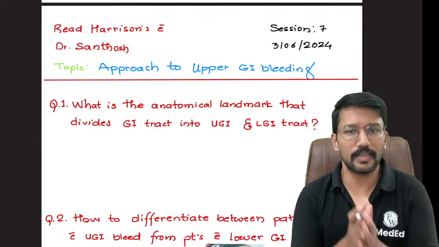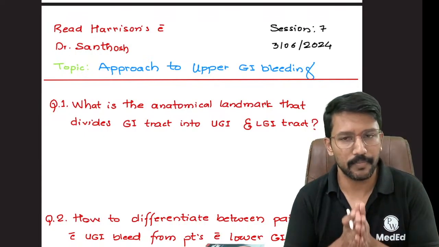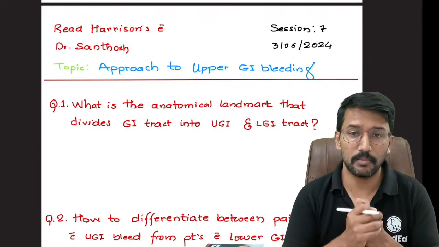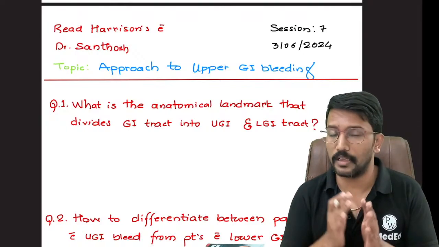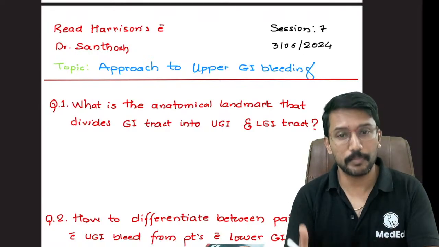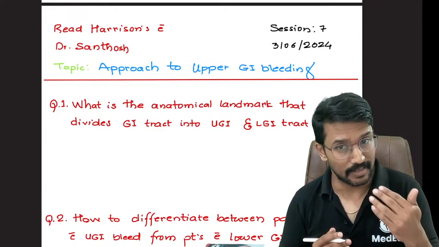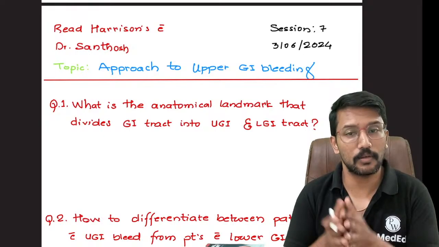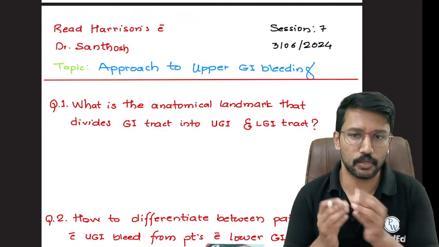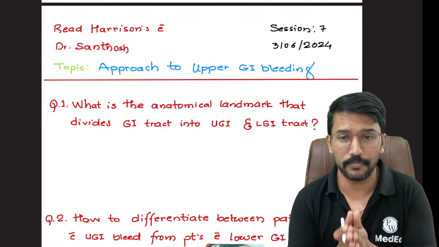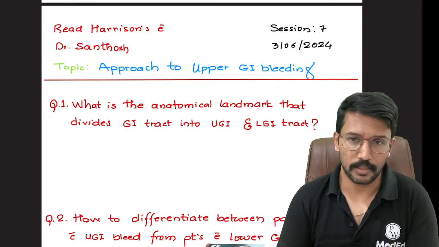So what we will be doing today is we will be taking up one more important topic from Harrison, which is approach to gastrointestinal bleeding. When we talk about gastrointestinal bleeding, we divide the source of blood loss from the GIT as upper GIT and lower GIT, because the way these patients present is going to be different. If I'm bleeding from the esophagus, obviously I will be presenting differently. And if I'm bleeding from the colon or rectum, I will be presenting differently. So whenever we see a patient with gastrointestinal bleed, first thing is to differentiate whether the blood loss is from upper GIT or from lower GIT.